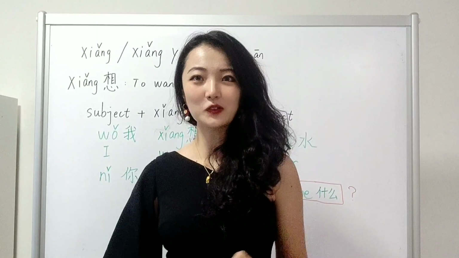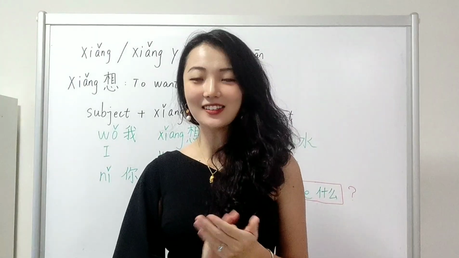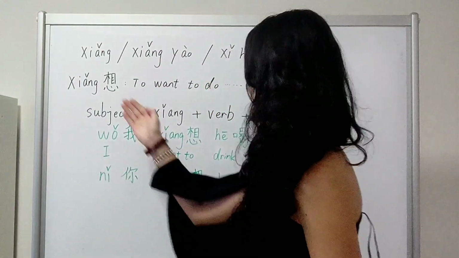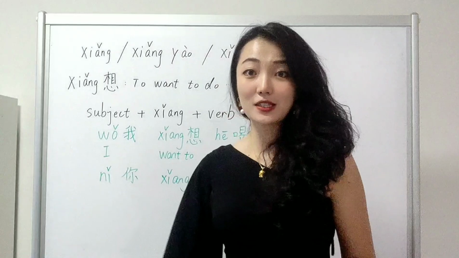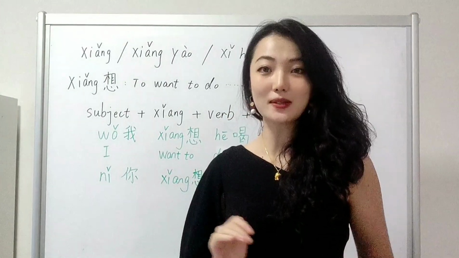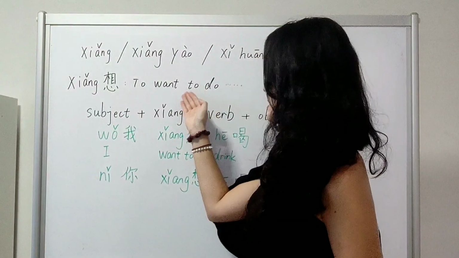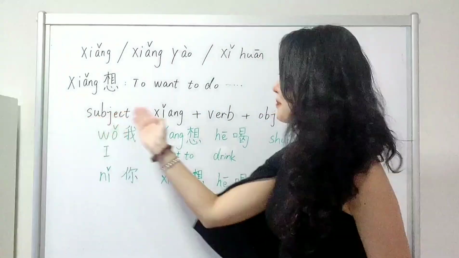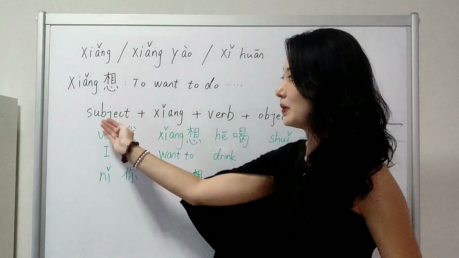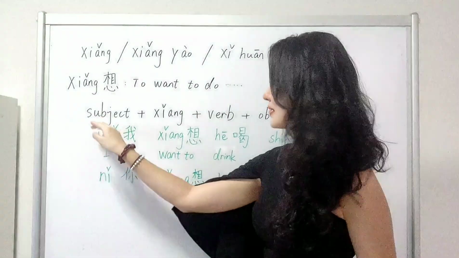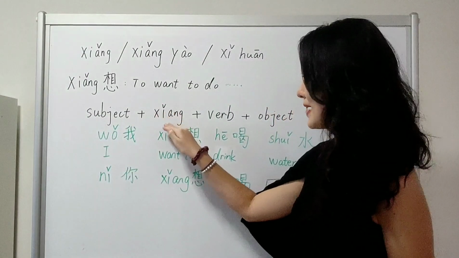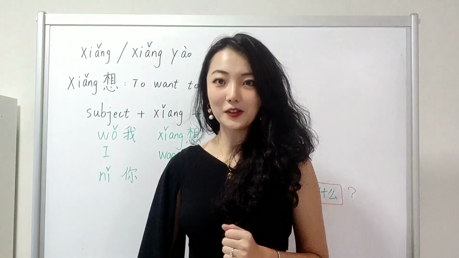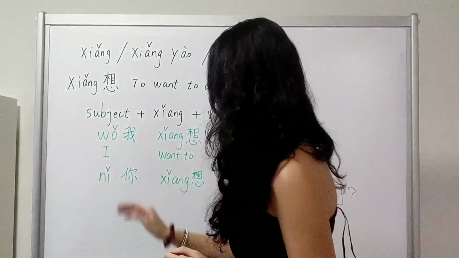And now let's move on to differentiate 想, 想要 and 喜欢. First, we look at 想. 想 means to want to do something. Because of this "to do something", in the formula here there must be a verb. So the formula will be subject plus 想 plus verb plus object. So let's have a look at an example.